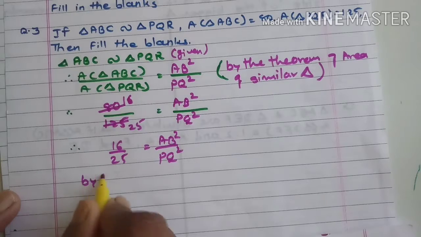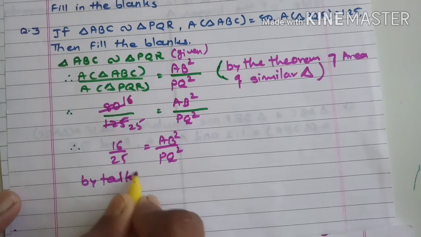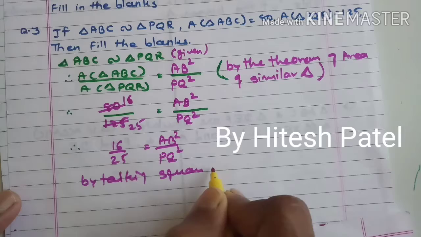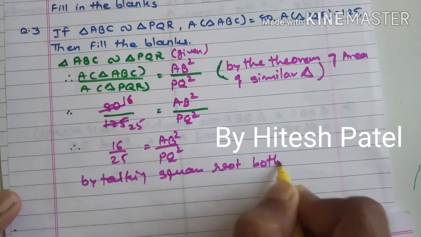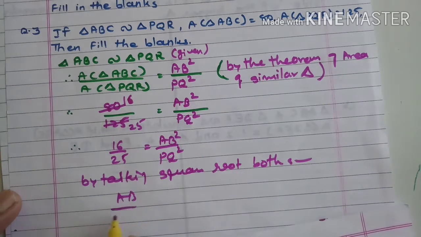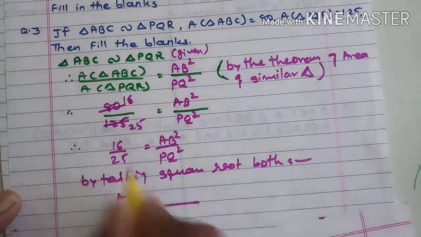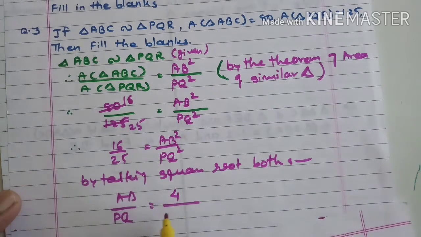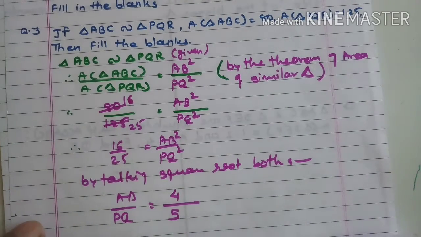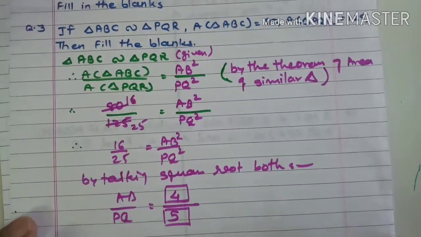By taking the square root on both sides, AB upon PQ. Square root of 16 is 4 and square root of 25 is 5. So the final answer is 4 upon 5. This is what we have to find: AB upon PQ, that is 4 upon 5. Then question number 4.